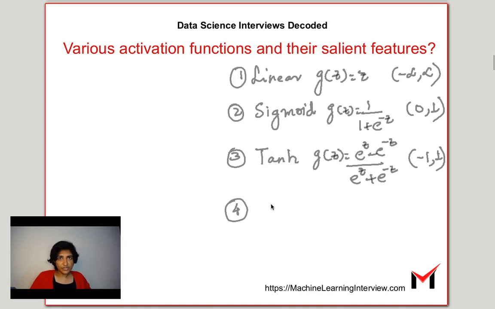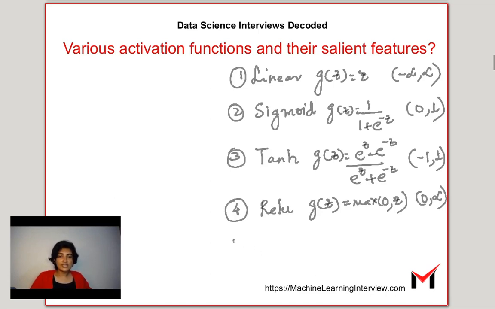The next activation function is the ReLU activation function. The ReLU activation function has the form g of z equals max 0 z. So if the value of z is negative, it will give an output of 0. If the value of z is positive, it behaves like a linear activation function and just gives the value of z. So the range of values that the ReLU can take is 0 to infinity. It cannot take negative values, which might pose some problems.